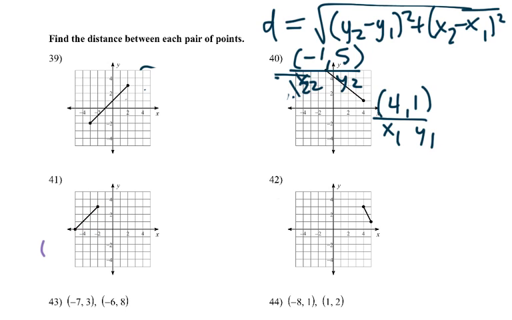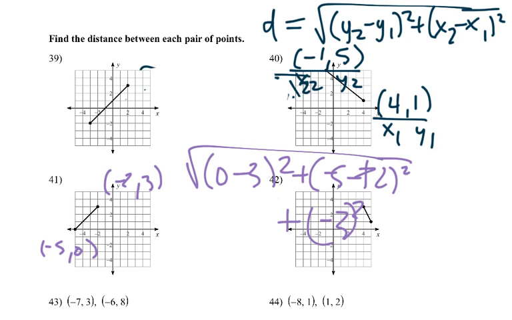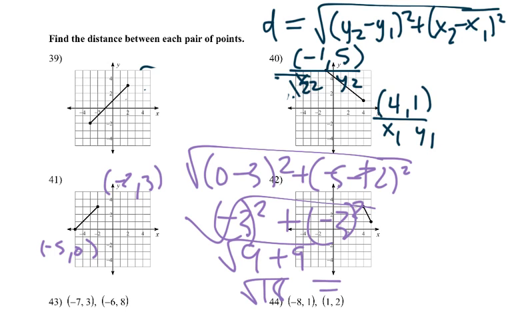So it'd be negative 5, 0, and negative 2, 3. So I go the square root of my y's, so 0 minus 3 squared, plus my x's, negative 5 minus negative 2 squared, so negative 3 squared plus negative 3 squared. So 9 plus 9, so 18, square root of that, because it's all under the radical. So 18 would give me about 4.24.